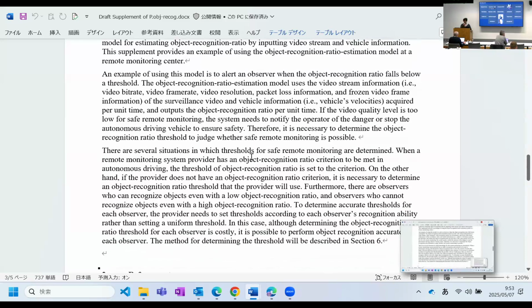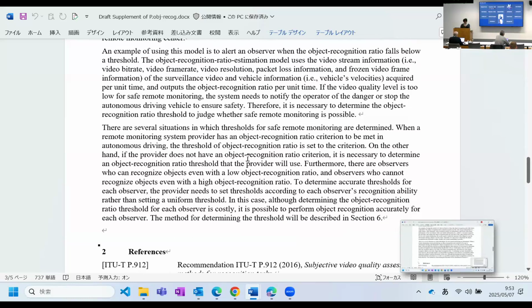There are several situations in which thresholds for safe remote monitoring are determined. When a remote monitoring system provider has an object recognition ratio criterion to be met in autonomous driving, for example 80% or so, then the threshold of the alert should be set to that criterion, for example 80%. On the other hand, if the provider does not have such a criterion, it is necessary to determine an object recognition ratio threshold that the provider will use.